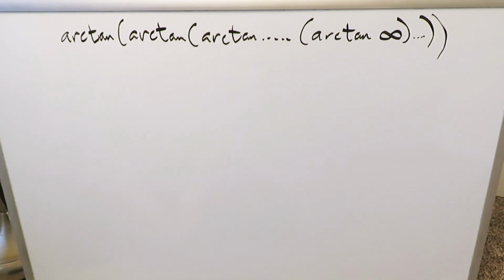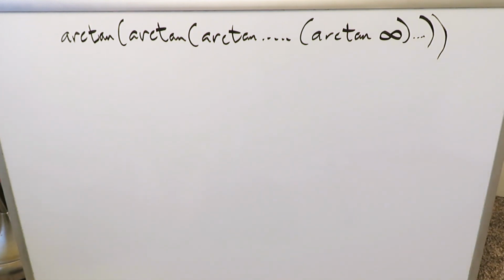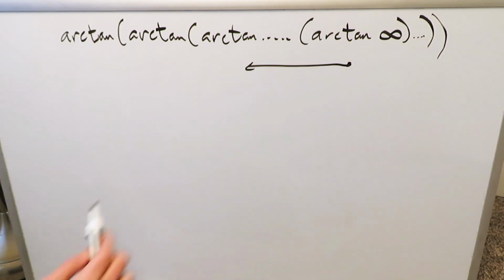In this video, we will try to understand how this is working and how you can go about understanding what we see over here. Arctan of an arctan, an infinite number of iterations of arctan. Eventually, we have arctan of infinity. So if you think about it, with this type of function, you're working from the inside towards the outside.